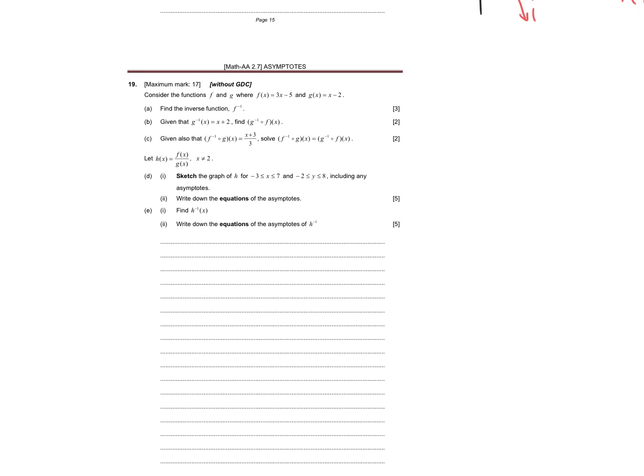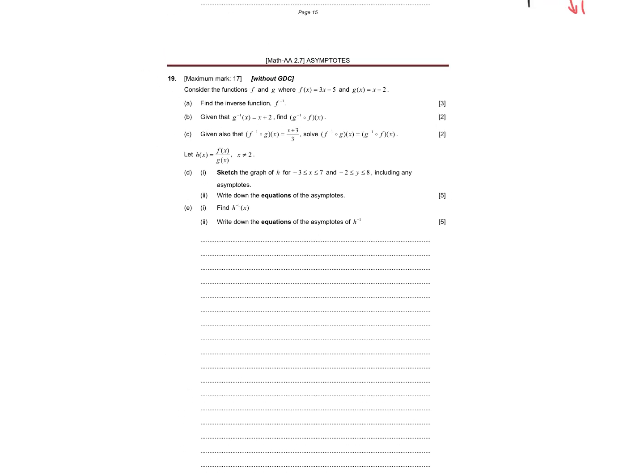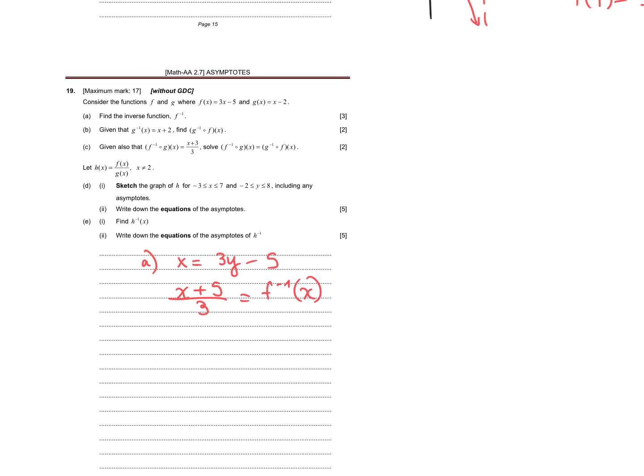19, consider the functions f and g, where f is that, g is that. Find the inverse of f. So we need, for A, x equals 3y minus 5. So x plus 5/3 is the inverse of f. Given that g inverse equals x plus 2, find g inverse of f at x. Okay, so we're doing for B, g inverse of f, which is 3x minus 5. So we have 3x minus 5 plus 2.